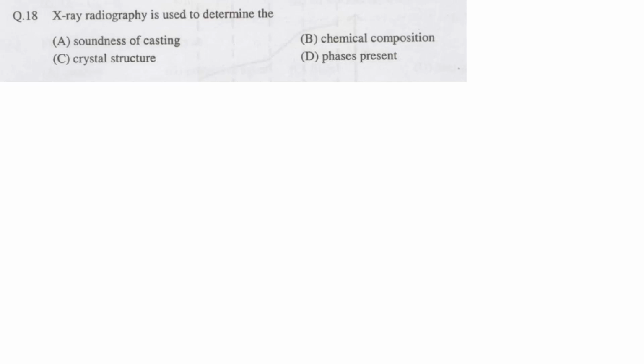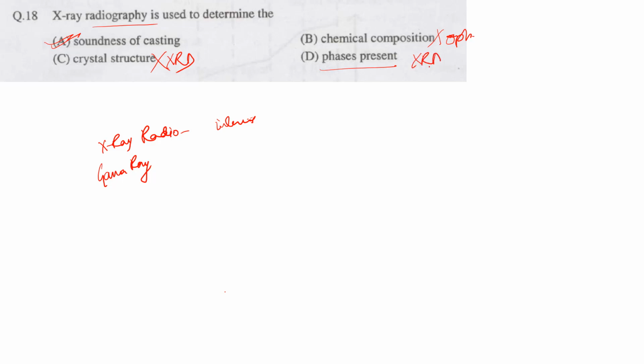So X-ray radiography. In radiography we measure the internal defect, right? Here the method is X-ray. We can also use gamma ray. So radiography is used for soundness of the casting. Yes, it is there. Chemical composition, no, we measure through optical emission, right? Then crystal structure, no, this is measured through XRD. Then phases present is also measured through XRD.